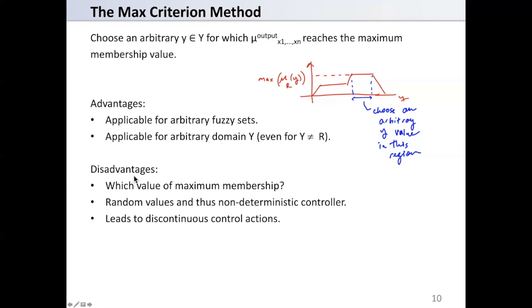The disadvantage is that it is unclear which value of the maximum membership is to be used. Any value here can be used. Because of that, it may be a value chosen arbitrarily, so random values, and thus it results in a non-deterministic controller. This leads to discontinuous control actions.